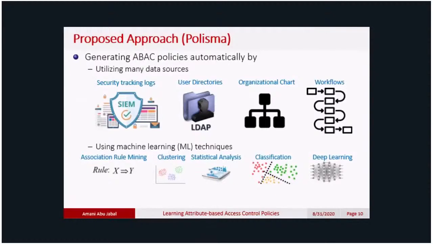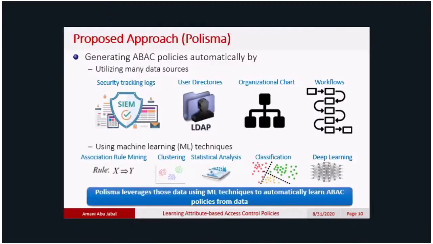Given that there are many data sources related to access control, such as security tracking logs, especially with the availability of security information and event management logs, there are also additional sources, for example, user directories, LDAP, organizational charts, and workflows. We can leverage all these data sources using various machine learning techniques to generate ABAC policies, which we do using Polisma, our proposed framework.